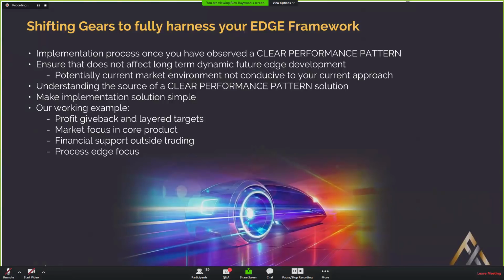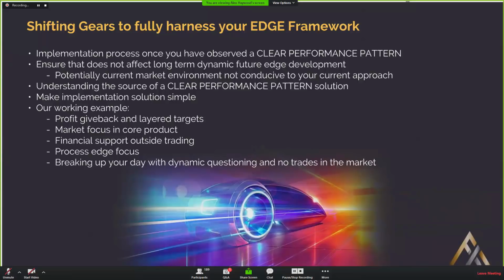His timing is so exceptional that he hardly gives back more than 100 euros on the trade. Making sure that he has the financial support outside of trading. This was a pressure that was being created, but which has now been sorted out. The process of being edge focused, just always having those dynamic questions of, am I trading a pattern, or am I just trading for the sake of trading?